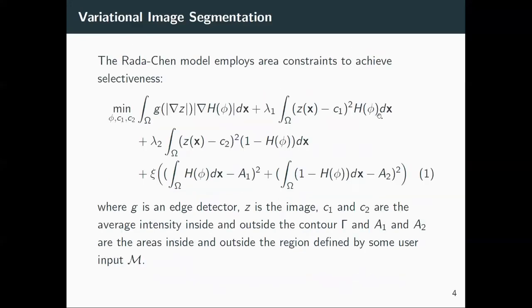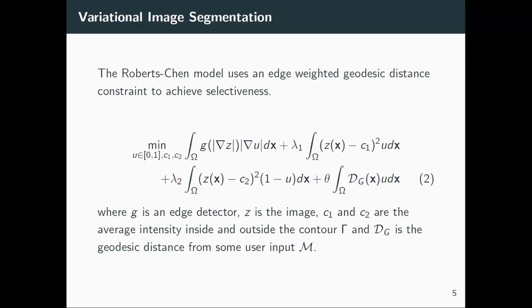One recent segmentation model is the Roberts-Chen model. This uses an edge-weighted geodesic distance constraint to achieve selectiveness. It is composed of the regularizer, which is the first term. This term penalizes the length of the contour, and it has an edge detector in there as well. The next two terms are Chan-Vese fidelity terms. You might be familiar with this.